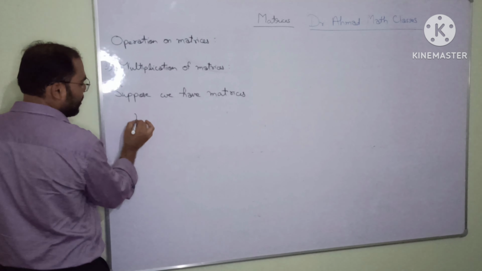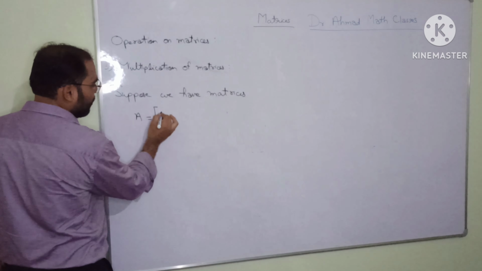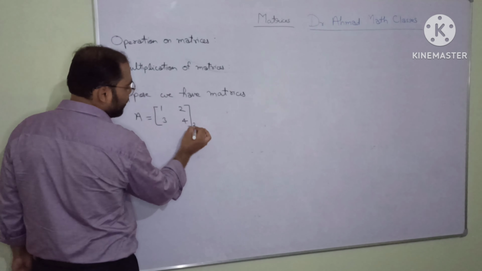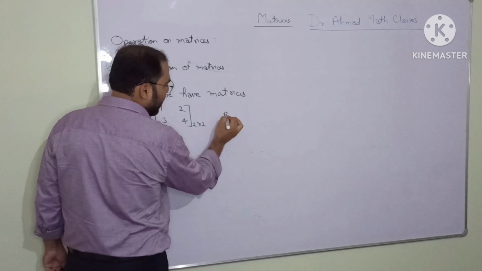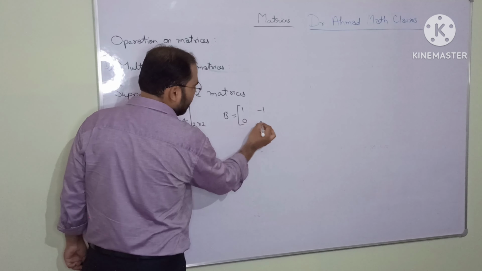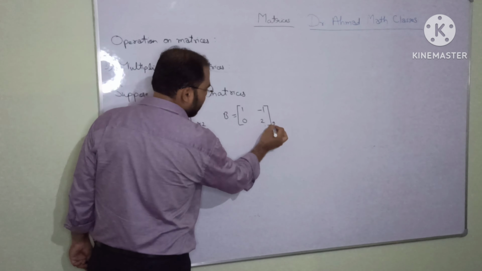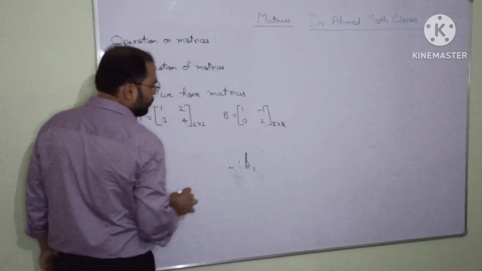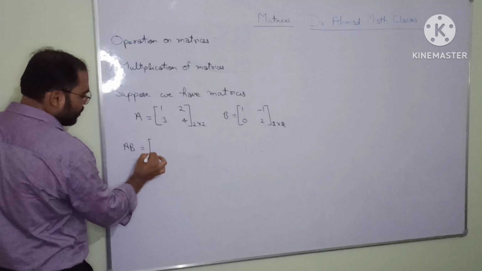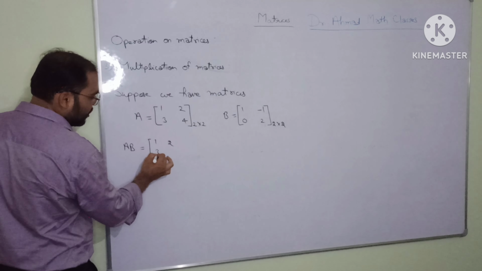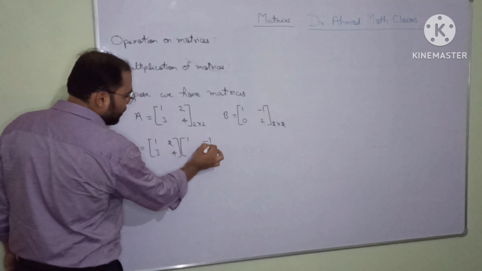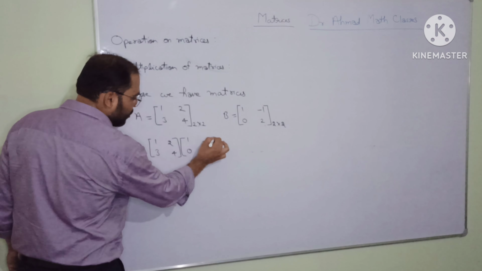We have a matrix A, 1, 2, 3, 4. The order of this matrix is 2 by 2. And we have another matrix B, 1, minus 1 and 0, 2. The order of this matrix is also 2 by 2. So what will be AB, A into B? 1, 2, 3, 4 into 1, minus 1, 0, 2.